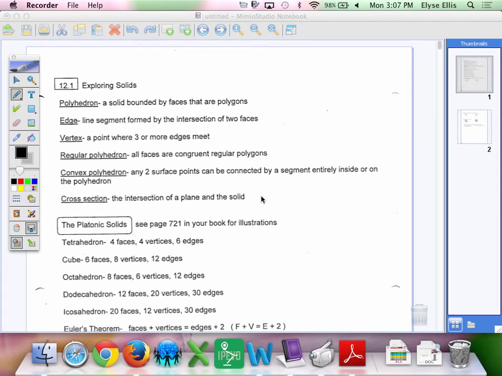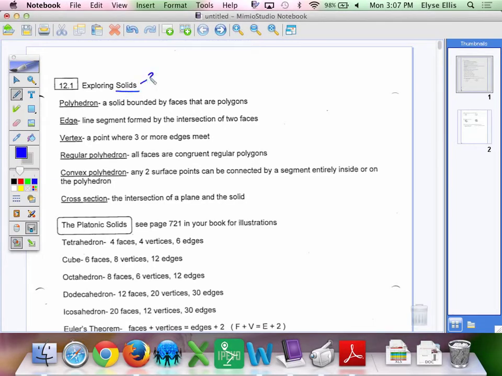Hello class. Today we are going to kind of introduce solids for you. Now solids isn't anything super crazy. When they say solids, they're really talking about three-dimensional shapes. So 3D, you wear the 3D glasses at the movie theater. A polyhedron is a solid, it's 3D. It's bounded by faces that are polygons. And what that means is that all the sides are flat surfaces.